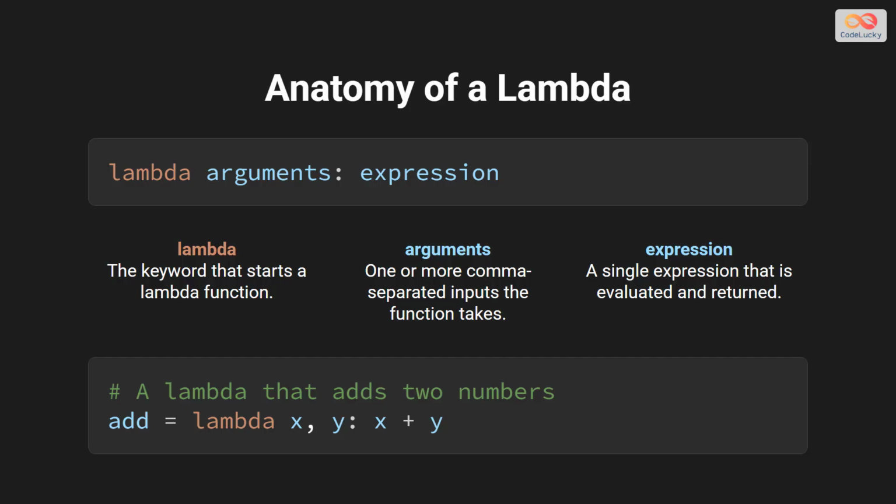The syntax of a lambda is simple. It starts with the lambda keyword, followed by one or more arguments, a colon, and then a single expression. This expression is automatically evaluated, and its result is returned. In the example, we create a simple lambda function that takes two numbers, x and y, and returns their sum.